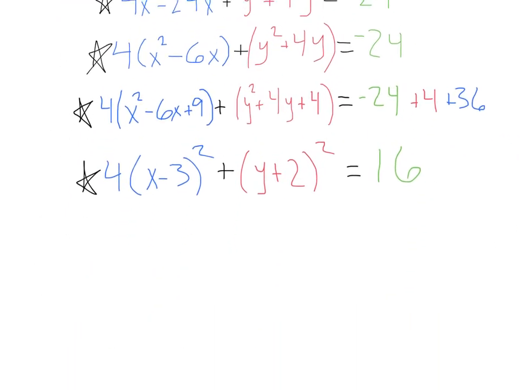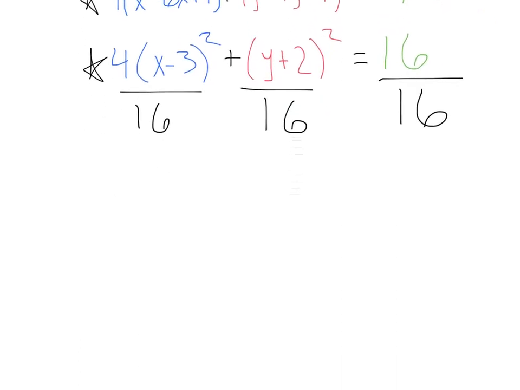Last up, we want to make sure that everything's set equal to 1. Right now, looking at our equation, we have it equal to 16. So if I want to get that all equal to 1, all I've got to do is divide everything by 16. And I have to divide this whole side by 16. So I'm just going to divide each term by 16. From there, we can go ahead and simplify.